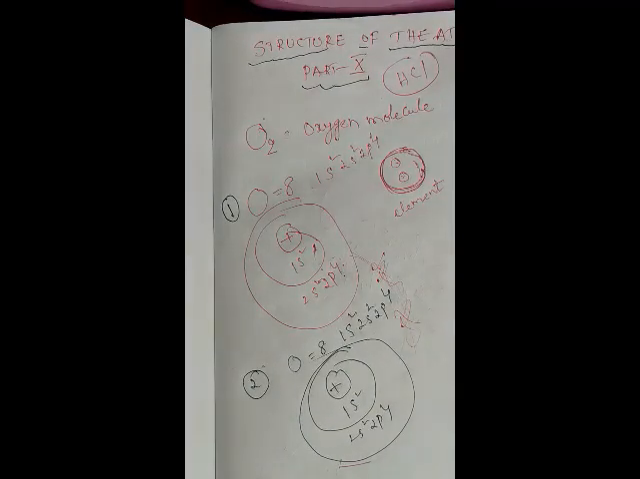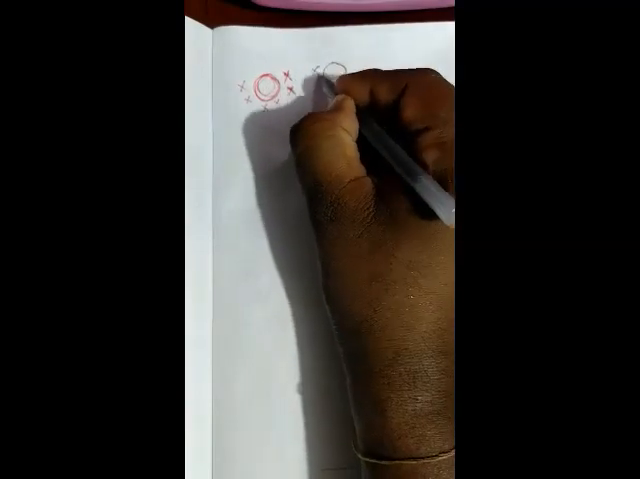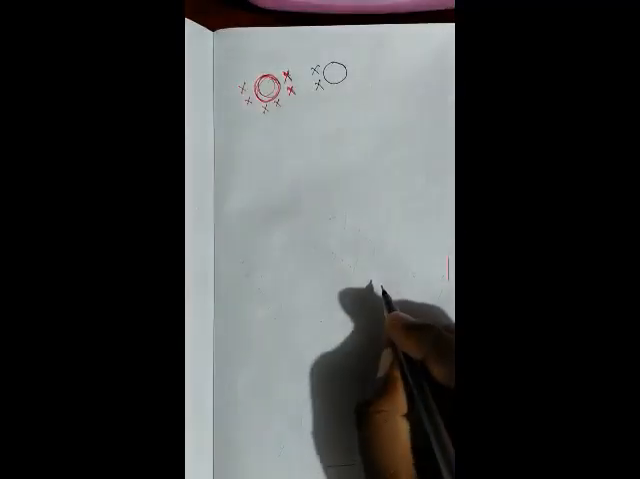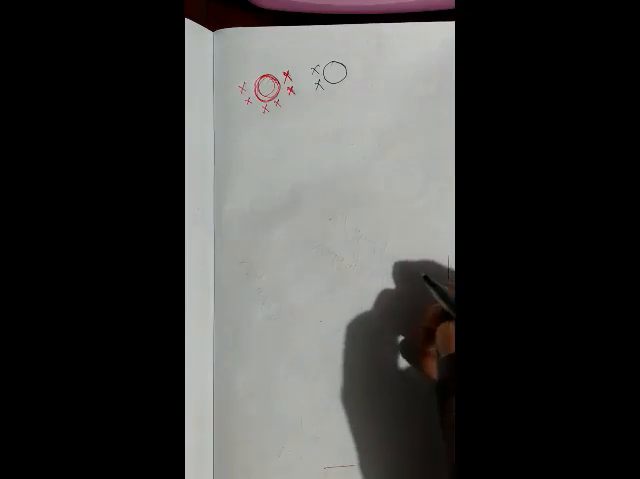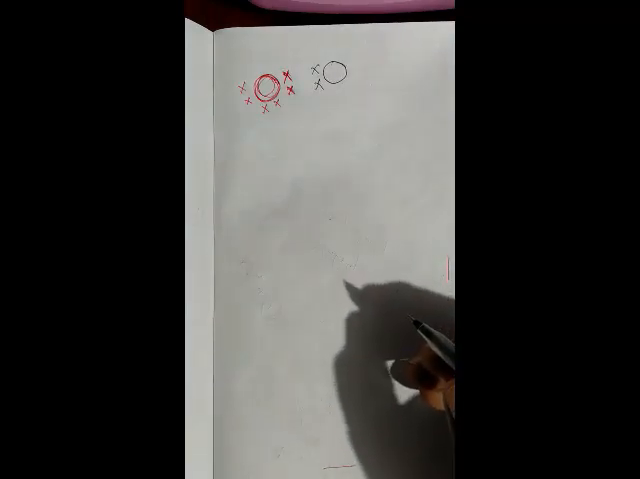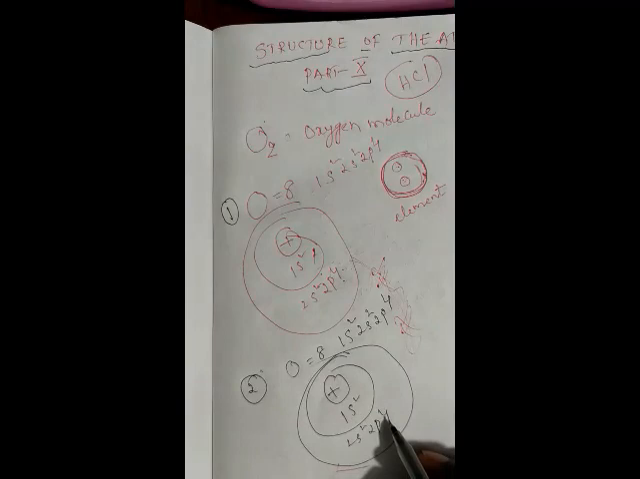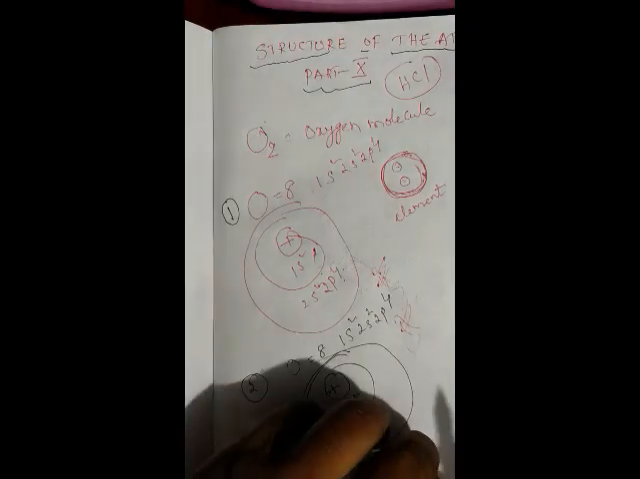So for getting stability, this oxygen requires 2 electrons. So that 2 electrons are completely written in front of these 2 electrons. And after that, in this oxygen atom, 2 plus 4, 6 valency electrons are there.